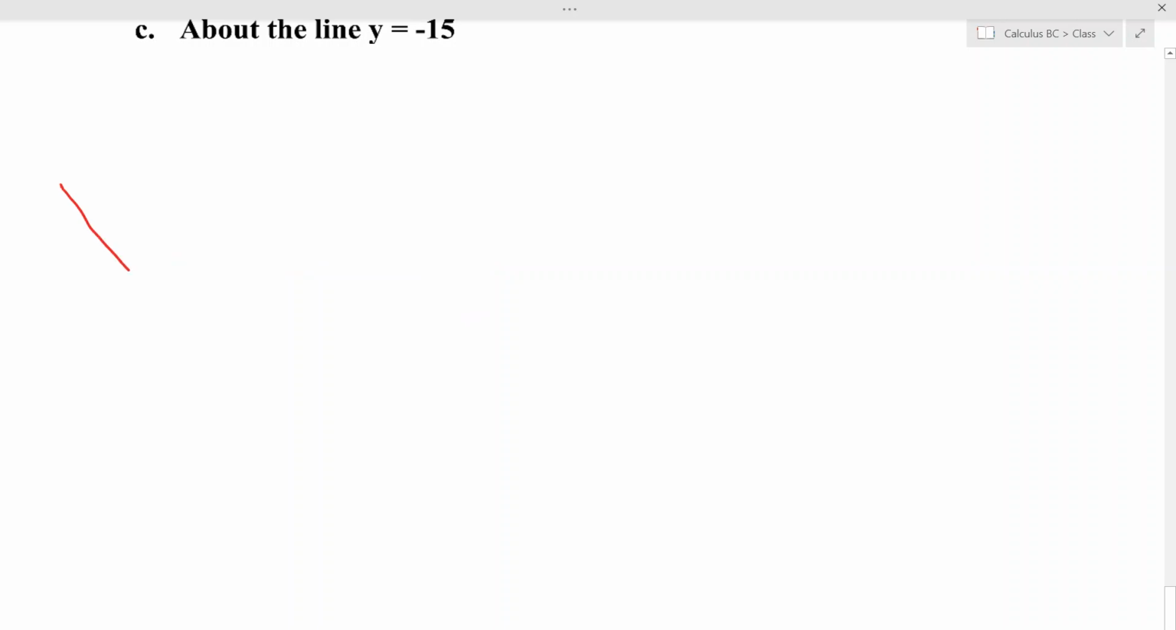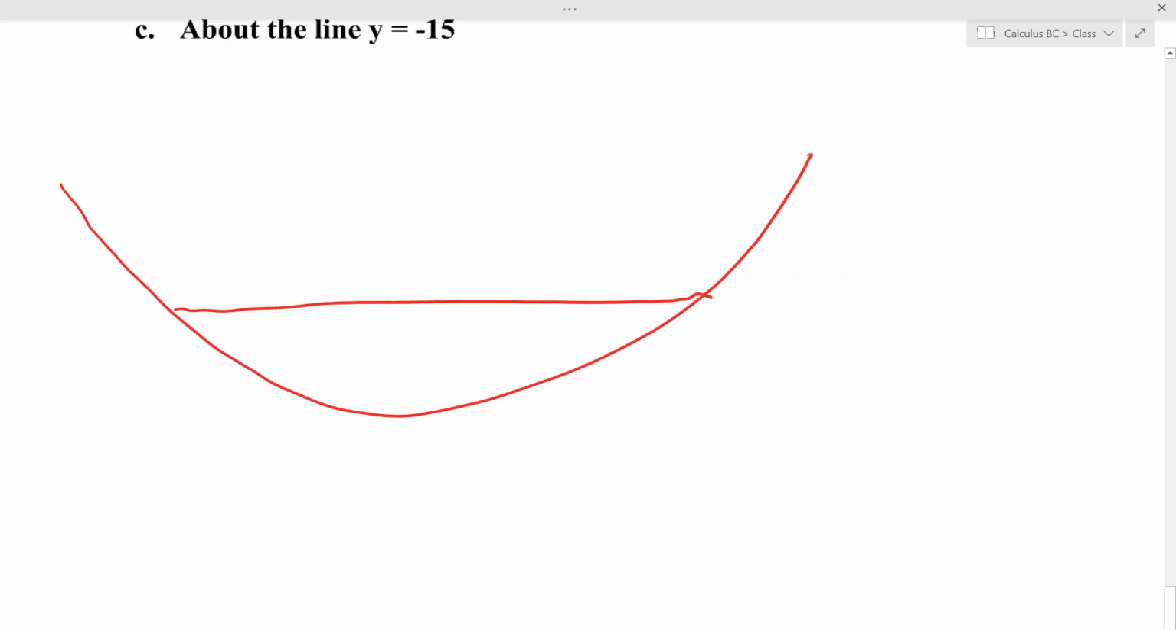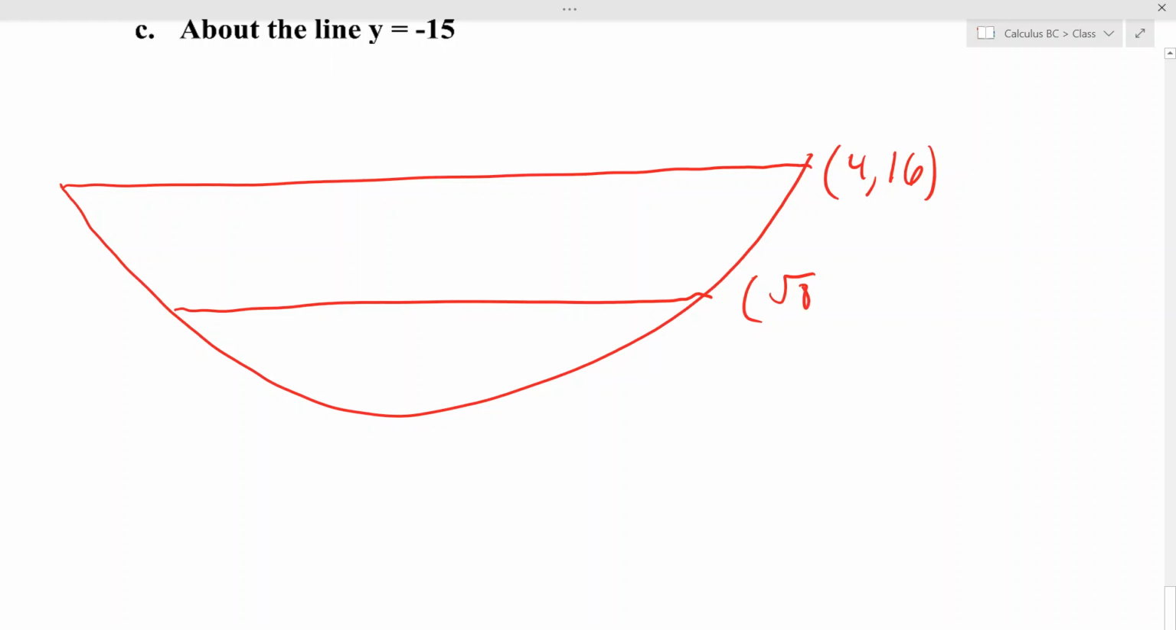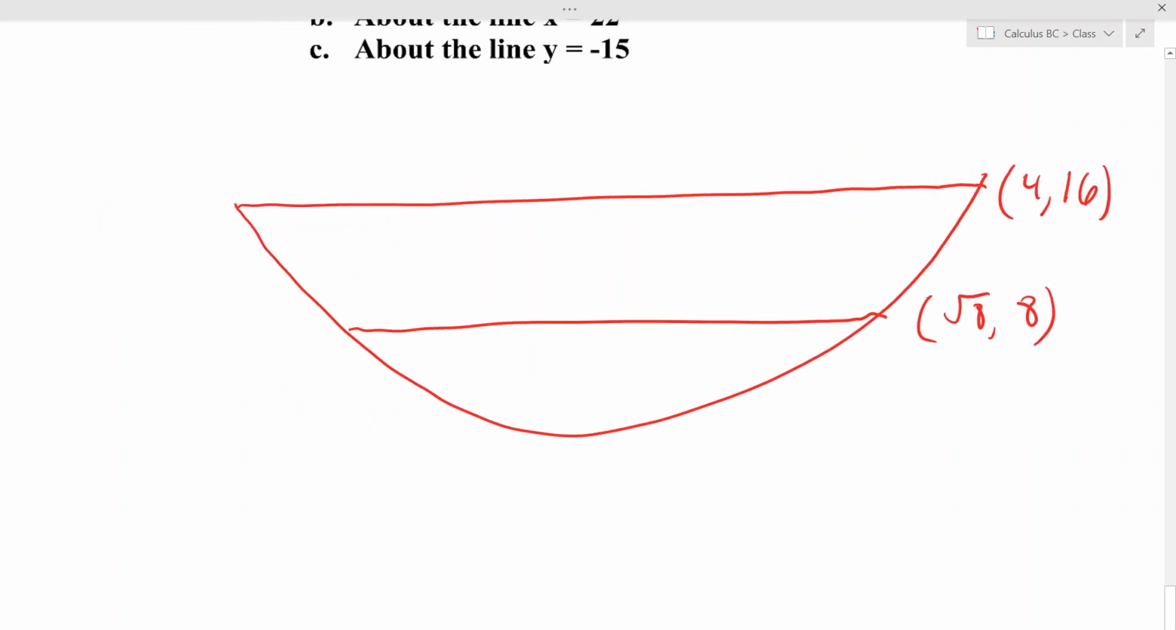I'm going to over-exaggerate the parabola curve, just to make it a little bit easier for me. So if this is y equals 8, and this is y equals 16, the points of intersection matter. If y is 16, x has to be 4 over here. Where did that come from? Because we're on x squared. If y equals 8, this has to be root 8, 8. Over here, this would have to be negative 4, 16. And this point here would have to be negative root 8, 8. And the bottom point here would have to be 0, 0.